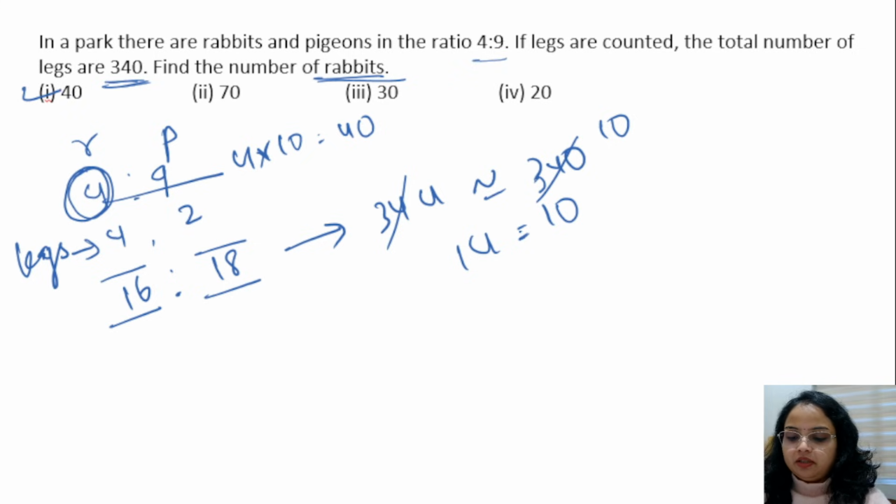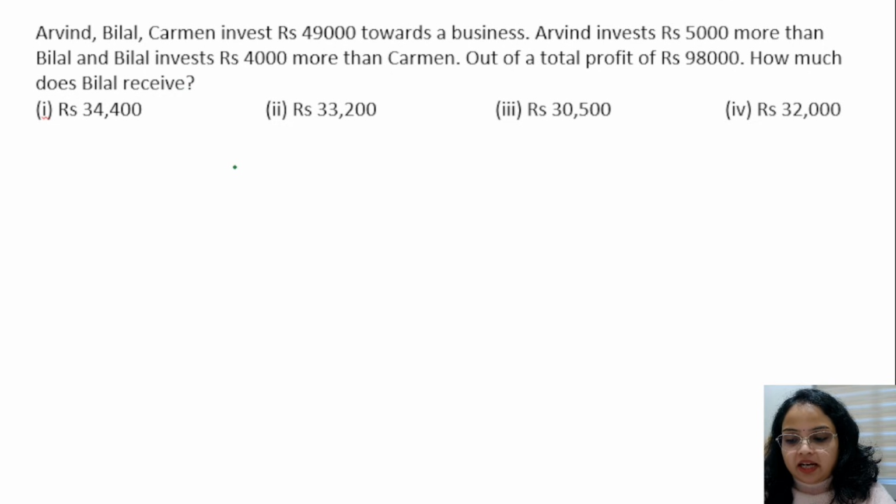Okay. Next one. Arvind, Bilal and Carmen invest 49,000 towards a business. Arvind invests 5,000 more than Bilal and Bilal invests 4,000 more than Carmen. Out of a total profit of 98,000, how much does Bilal receive?